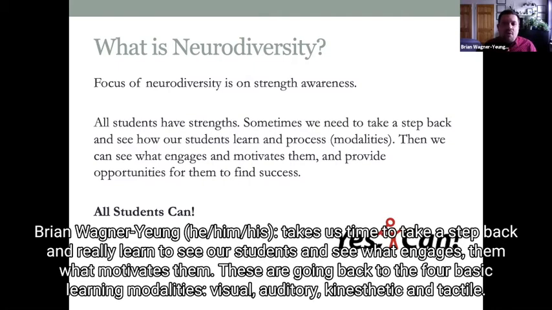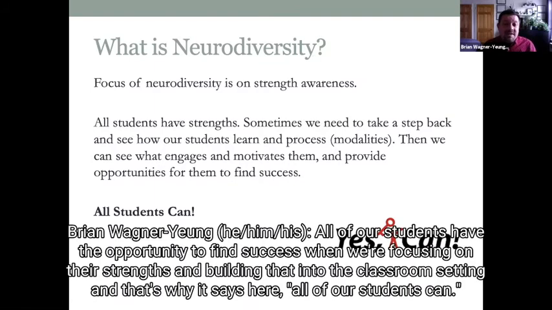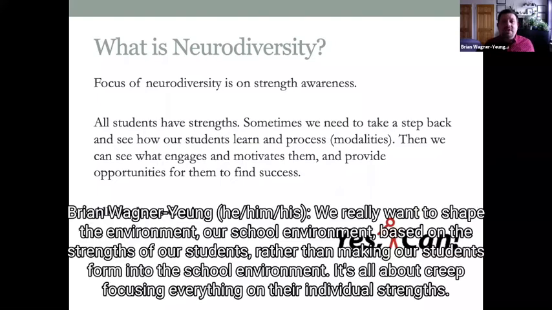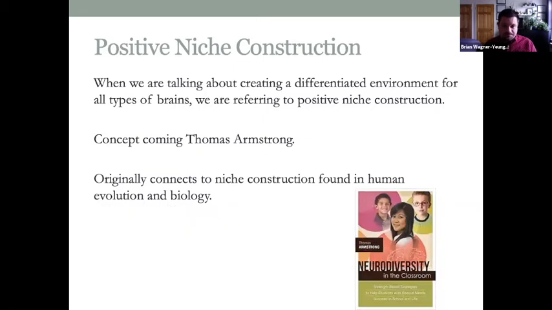These are going back to the four basic learning modalities: visual, auditory, kinesthetic, and tactile. All of our students have the opportunity to find success when we're focusing on their strengths and building that into the classroom setting. And that's why it says here, all of our students can. We really want to shape our school environment based on the strengths of our students, rather than making our students form into the school environment. It's all about focusing everything on their individual strengths.